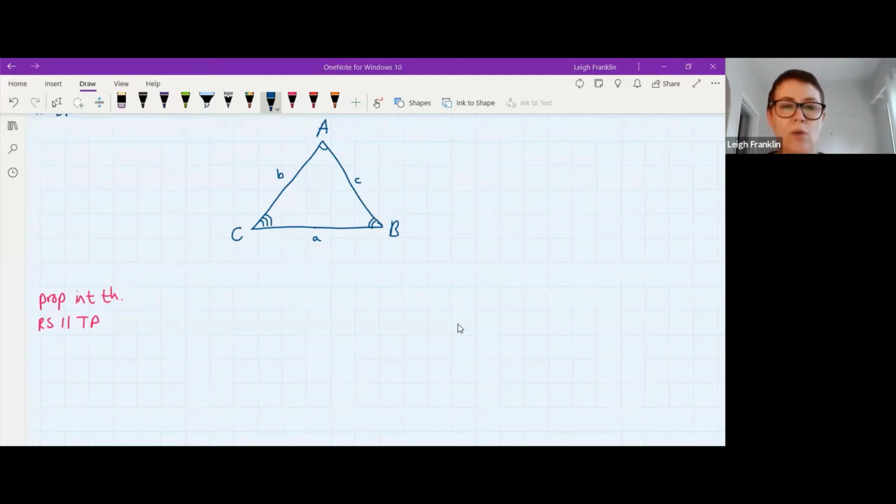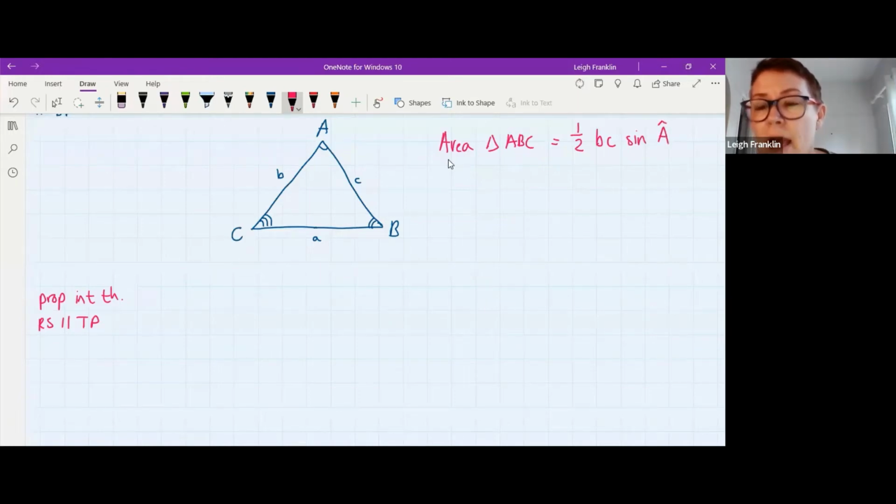So if we are working with, let's say, angle A, I know how big A is and I want to work out the area of triangle ABC, I need to know how long little b and little c are. It works like this: half bc sine A. That's if I know angle A and if I knew how long b and c were. But I can use it in 3 different ways.